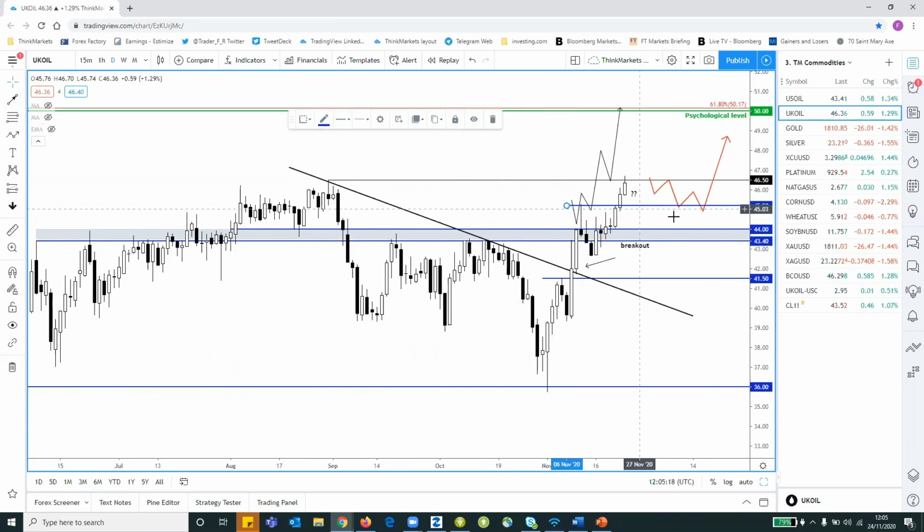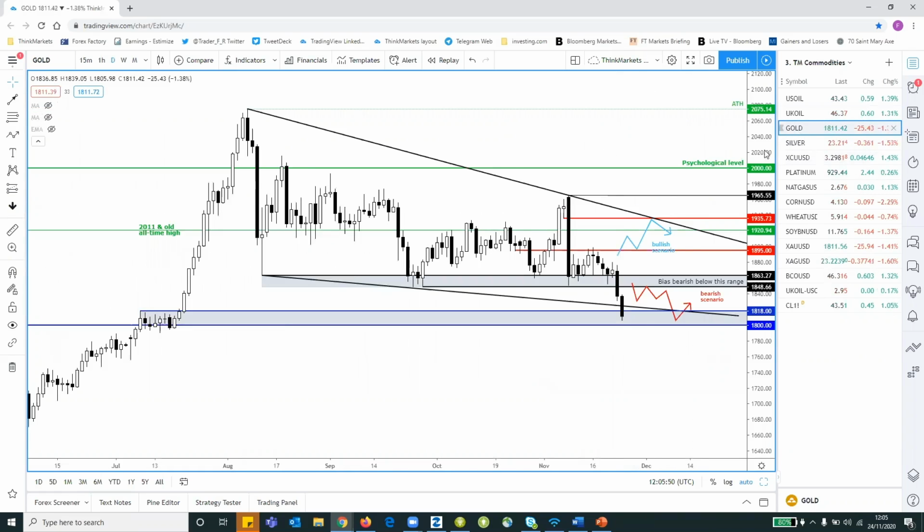Key support in the short term comes in at 45.20 or 45, around about there. So that level needs to hold for prices to continue pushing higher. A breakdown below that level could open the way for 44 again, and if we break through 44 decisively, that would complicate the short-term outlook. But ideally, we'd want to see 45 hold as support now, leading to further gains.